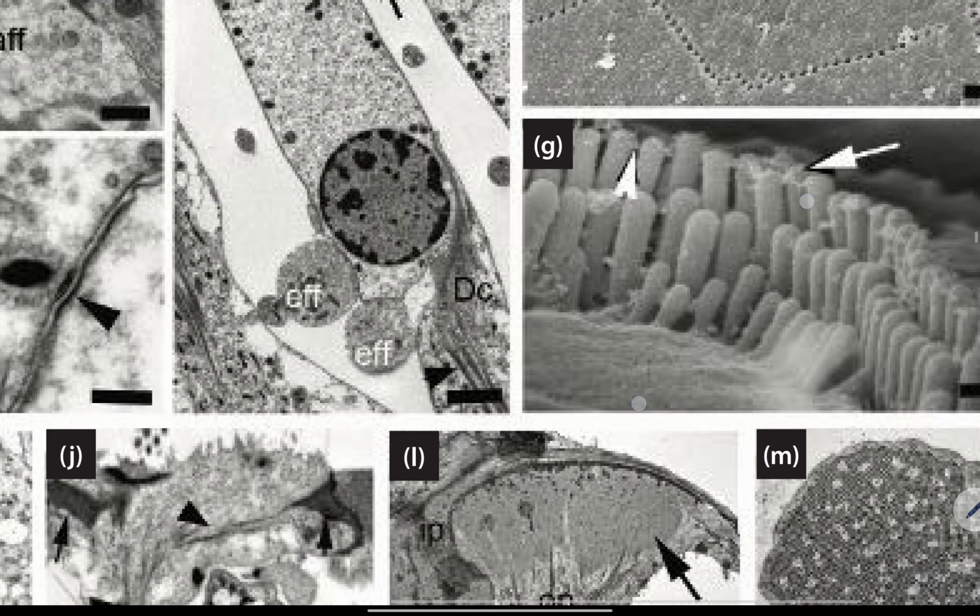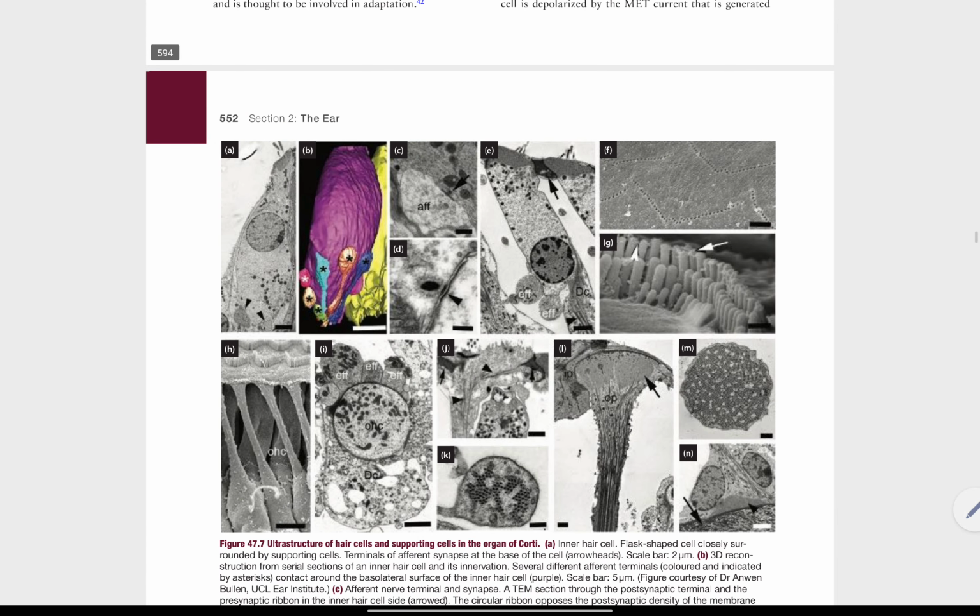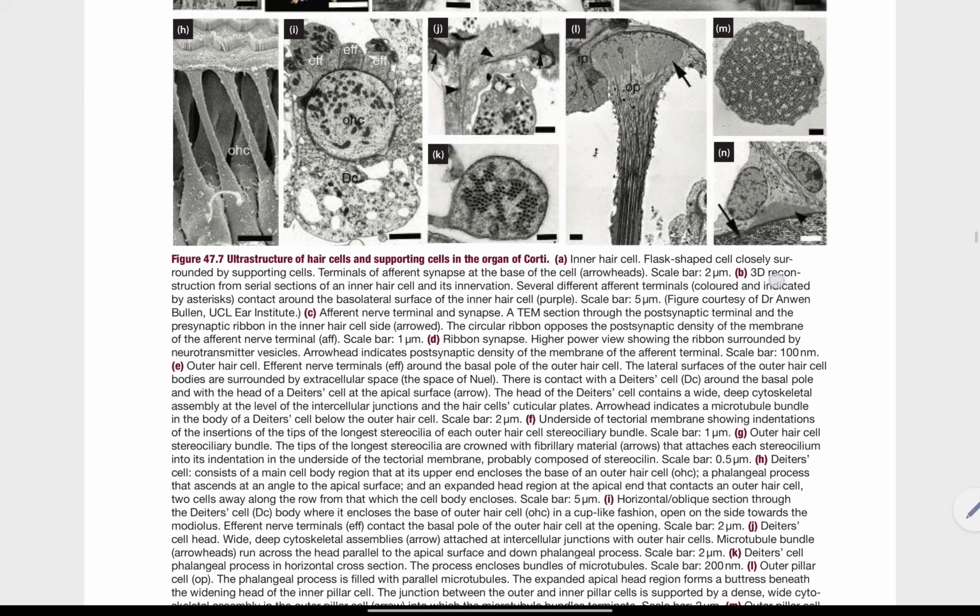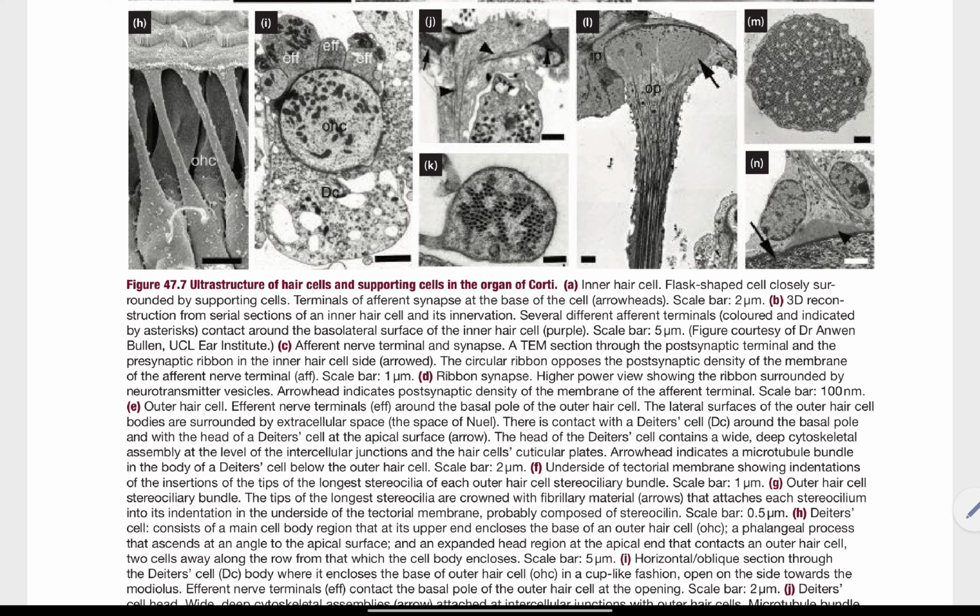Figure G. Figure H. Deiters cell consists of a main cell body region that at its upper end encloses the base of an outer hair cell, OHC, a phalangeal process that ascends at an angle to the apical surface, and an expanded head region at the apical end that contacts an outer hair cell two cells away from the row which the cell body encloses. Scale bar 5 millimeter.